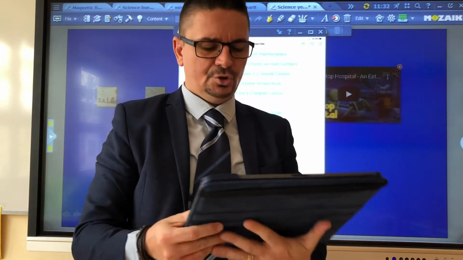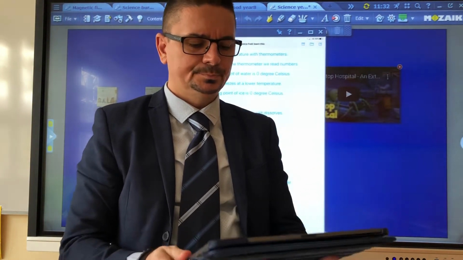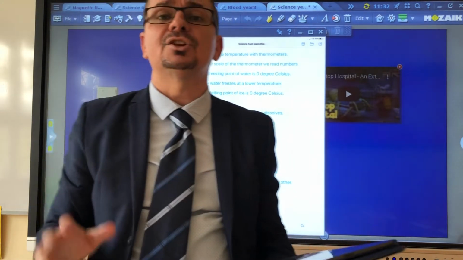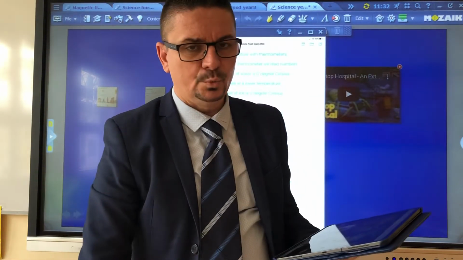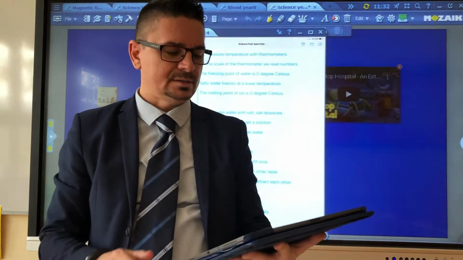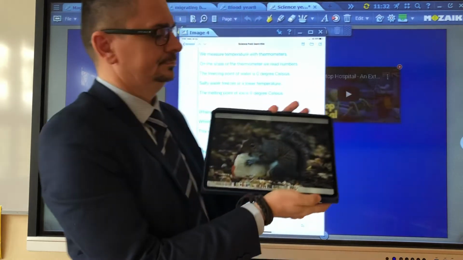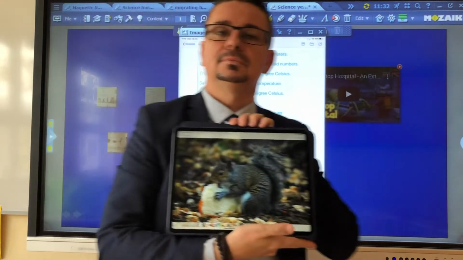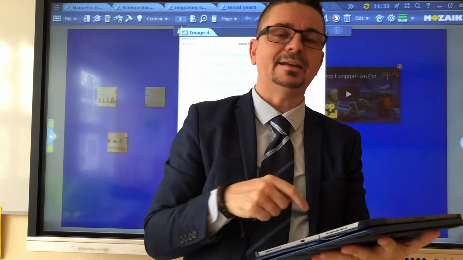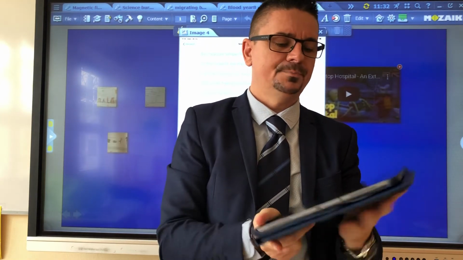I would like to show you some pictures and I need your help. There's an odd one out. So which is the one which shouldn't be here with the others? Let's see. Can you see it? It's a squirrel eating something. Hairy animal, mammal. Yeah, we learned that.